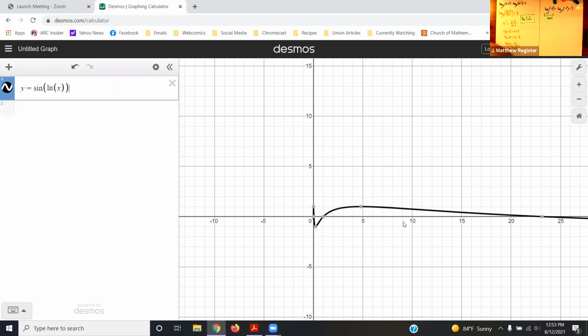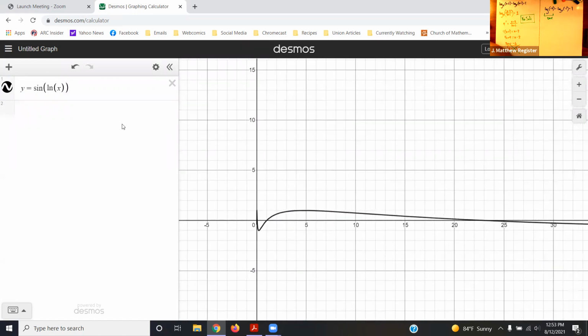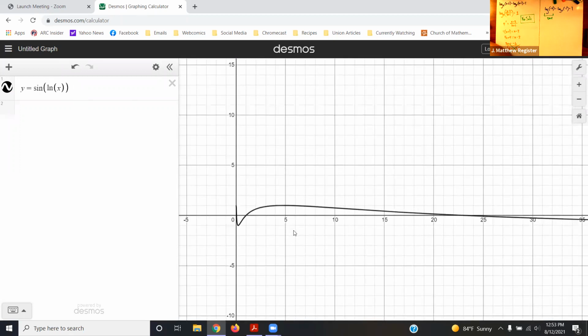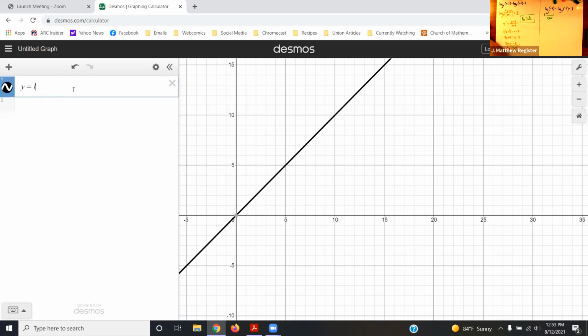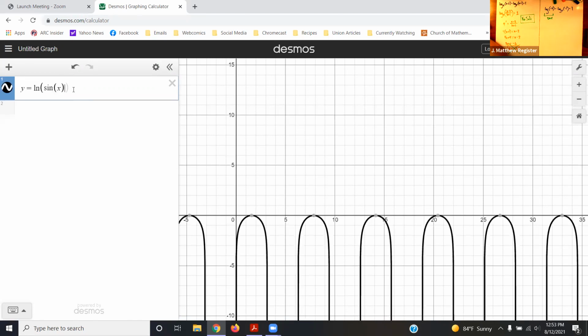And look at this graph. This is the graph of sine of the natural log of x. Would you be able to recognize the behavior and what the long-term behavior is going to be? Well, that's something we're going to have to be comfortable with. How about the natural log of sine of x? That'll be weird because it should have a ton of asymptotes. There we go.